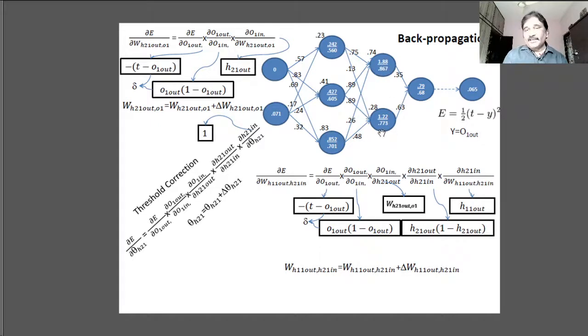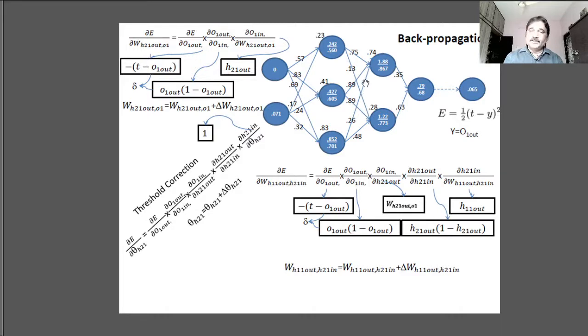Now, in the same way, delta is already known here, and to get the correction in the weight, you simply multiply that delta by this weight, which is H22 out. You will be getting the correction. That correction is to be added to the existing weight. Now, it was fine for the outer layer.